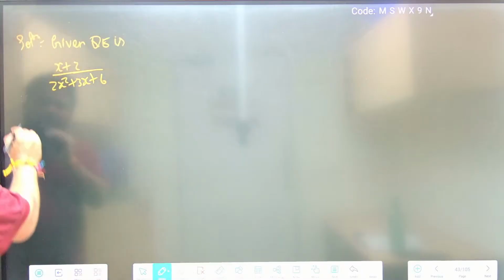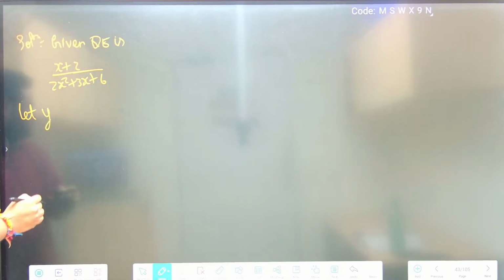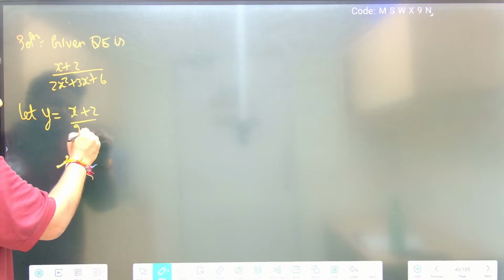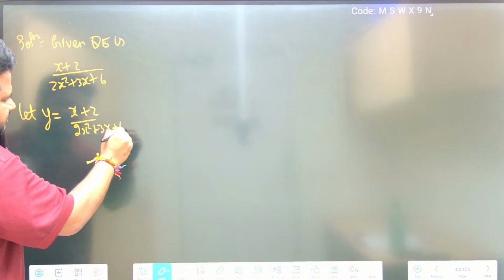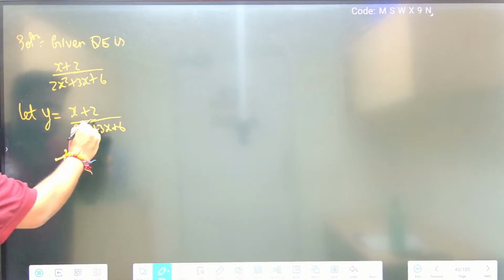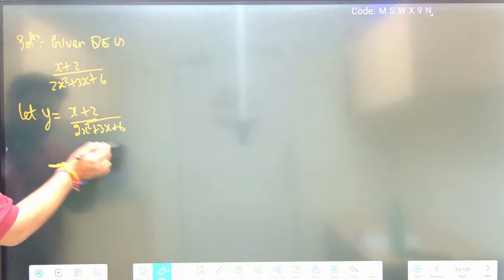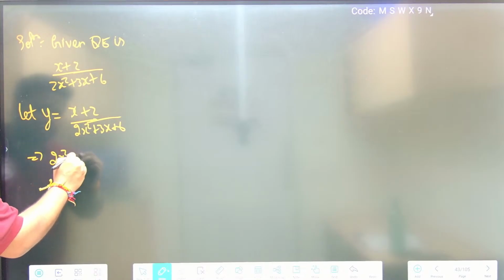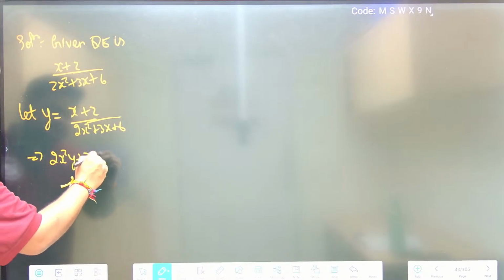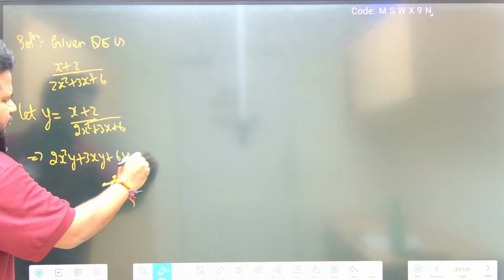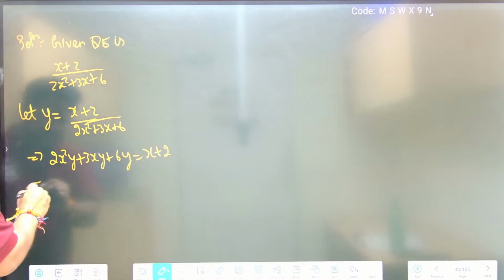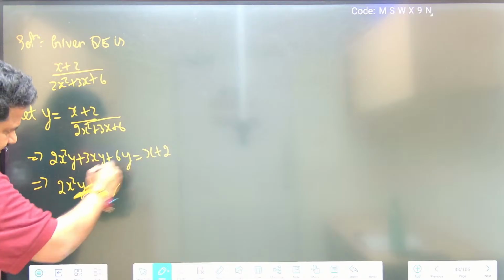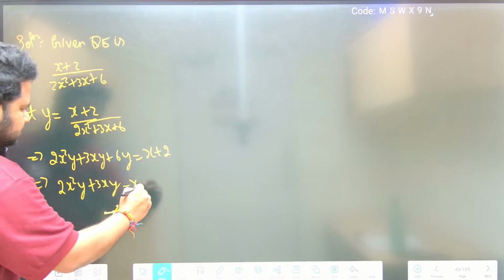Okay, now you will do as, let it be what? Same as the previous question, you will do the procedure. Let y is equal to x plus 2 by 2x square plus 3x plus 6. Now you will cross multiply this, you will get 2x square y plus 3xy plus 6y is equal to x plus 2. Okay, this implies 2x square y plus 3xy, this x will come this side, minus x plus, what is this?